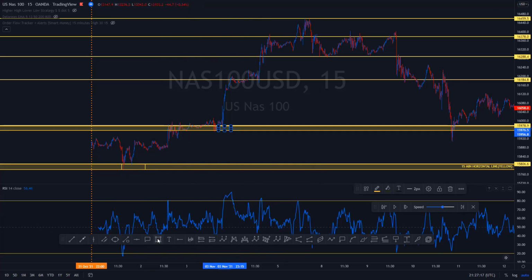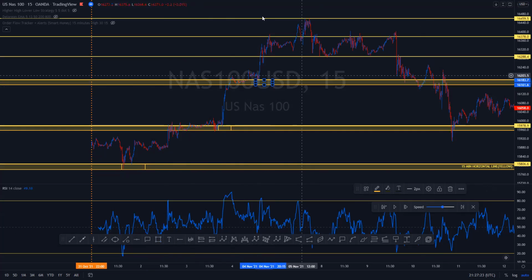Kind of like to just keep it that way. It lets me know exactly what price is doing with these zones. So that way I get an idea of what price is going to do in the future, just like it did in the past.